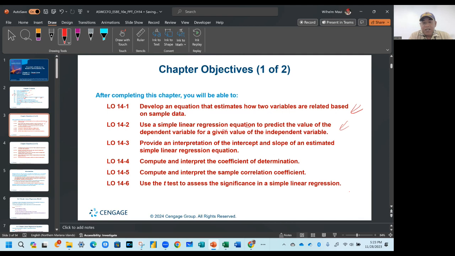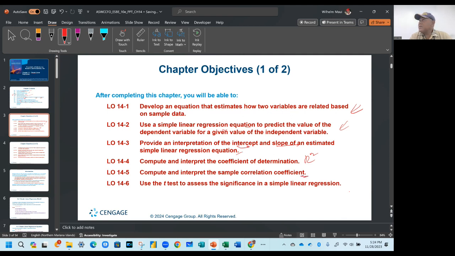Provide an interpretation of the intercept and the slope of an estimated simple linear regression. So these are your beta null, beta 1, and then next chapter, beta 2, 3, however many independent variables you're working with. Then compute and interpret the coefficient of determination. So we will look at that. That's your R square.